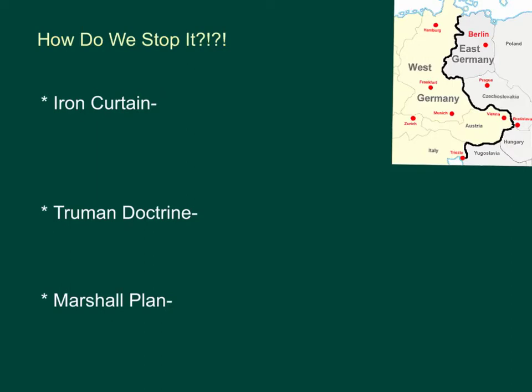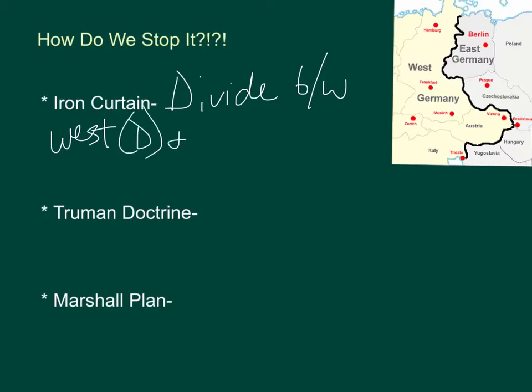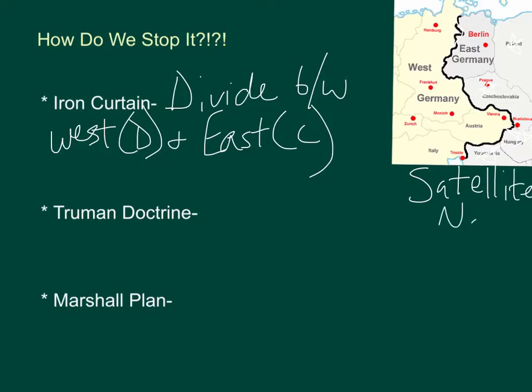So, how do we stop it? Well, we stop it by making sure that the Iron Curtain does not get any further west. So, what is the Iron Curtain? All the Iron Curtain is, is simply a divide between the West, which is democratic, and the East, which is communist. Okay, so you can see this right here, this black line, that's the Iron Curtain. All of these countries, so Poland, Czechoslovakia, Hungary, Yugoslavia, those are all what's called satellite nations. And a satellite nation is simply a nation that is dependent upon the Soviet Union to survive.